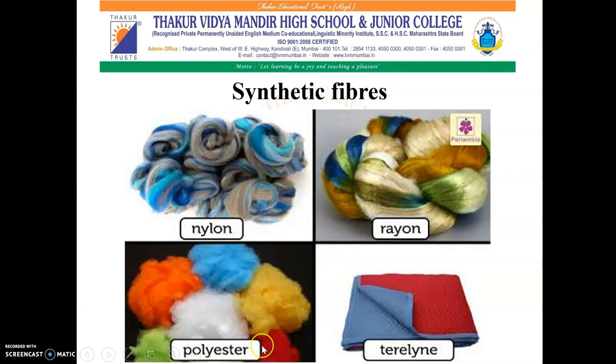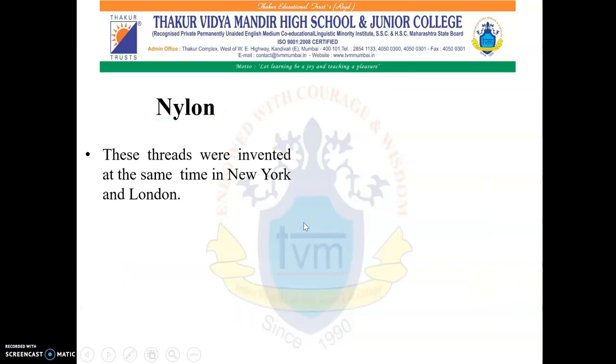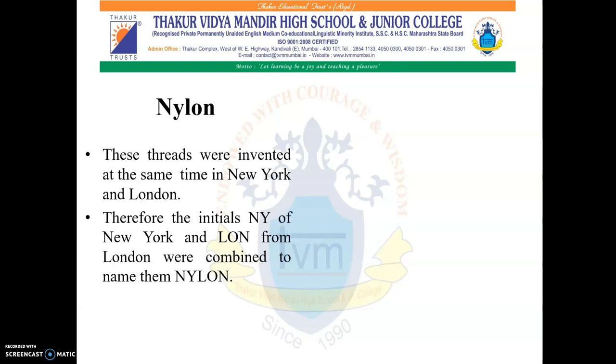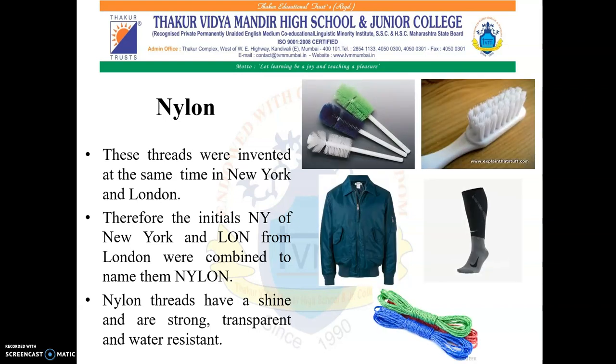Nylon, rayon, polyester, terylene, these are the different types of synthetic fibers. Nylon. These threads were invented at the same time in New York and London. Therefore, the initials NY of New York and LON from London were combined to name them nylon. Nylon threads have a shine and are strong, transparent and water resistant. These threads are used for manufacturing different types of brushes, jackets, socks and ropes.